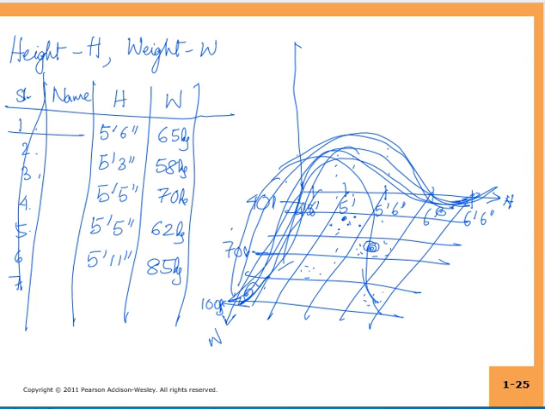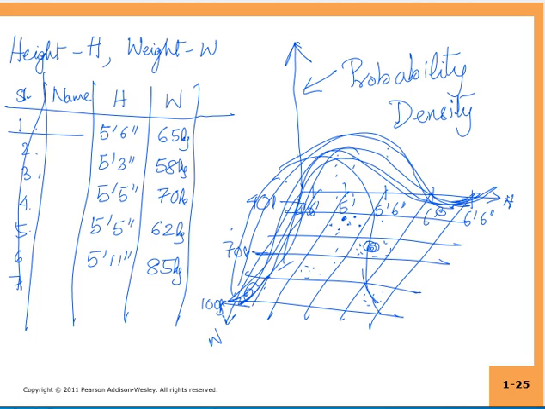So, what is on the y axis? It is the probability density of this joint probability distribution function. Understood? So, this is the probability density of the joint probability distribution function.